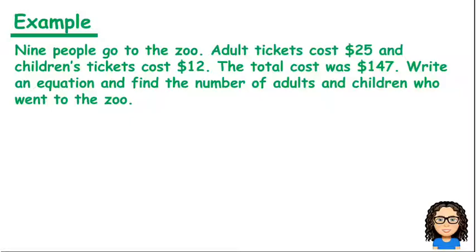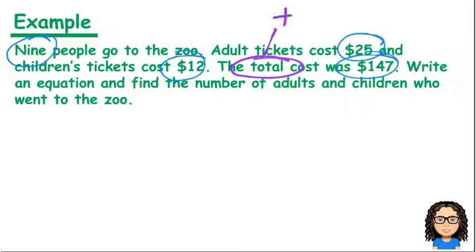Okay, the first thing I'm going to do is look for any numbers. All right, so I've got 9 people going to the zoo. Adult tickets cost $25, children's cost $12, and the total cost is $147. Now, another thing I want to do is look through to find any words that are going to suggest what I need to do, whether I need to add, subtract, multiply, or divide. And I've got a lovely word here, total. So that's going to be important. So total often tells me I need to add them together.